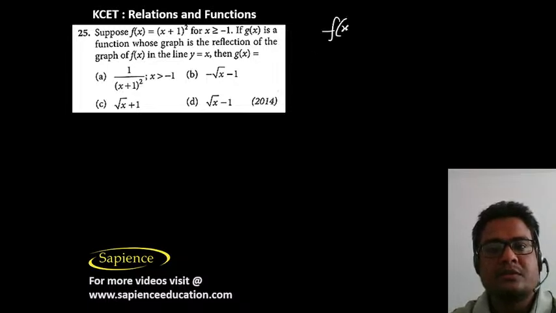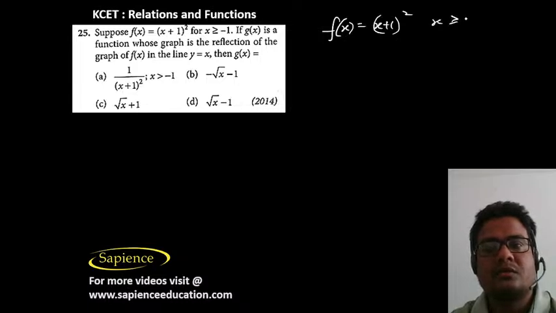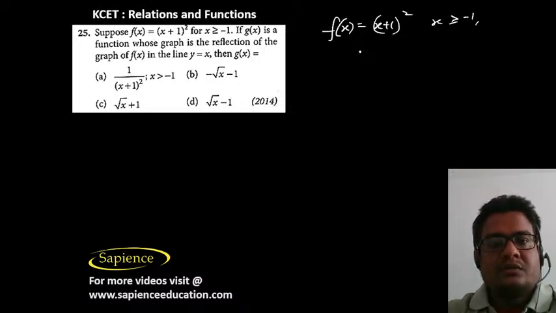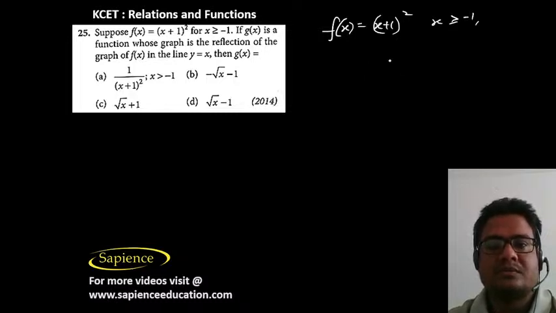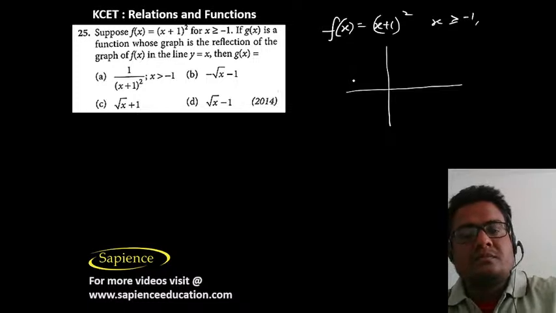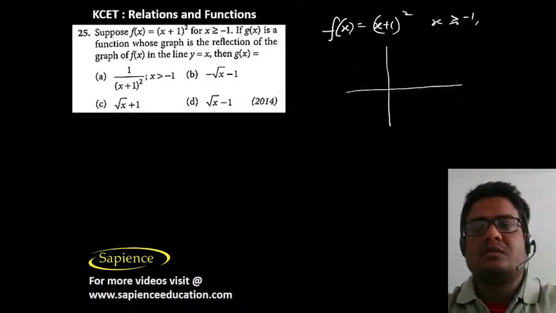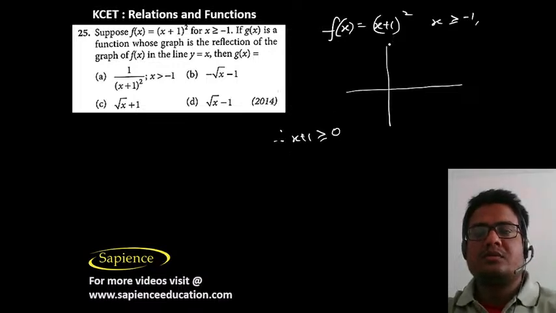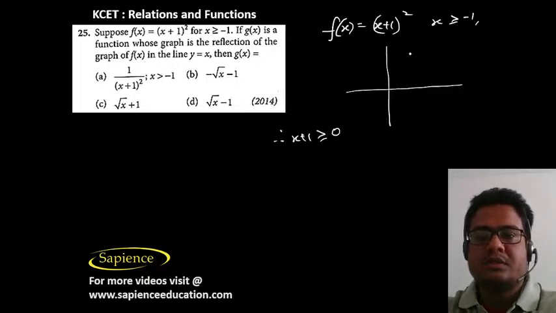Suppose here it is written the function f of x is equal to (x plus 1) whole square, x greater than or equal to minus 1. If g of x is a function whose graph is the reflection of the graph of function f of x in the line y equals x. Since x is greater than or equal to minus 1, x plus 1 is greater than or equal to 0, so (x plus 1) whole square will be greater than or equal to 0. Therefore it is a one-one function.